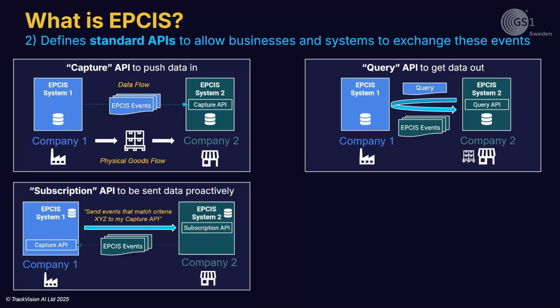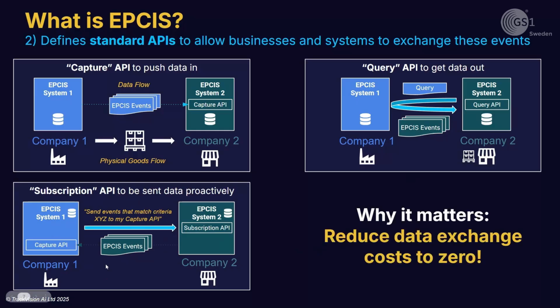The third thing we could do is set up a proactive subscription. I want to be sent data proactively that matches specific criteria. It's boring to always do queries. So why don't I just tell that retailer, anytime you see any receiving events with my company prefix in the SSCC structure, can you just send them all to me proactively? I don't want to have to check with you all the time. So you can set up a subscription and get sent events that match that criteria.